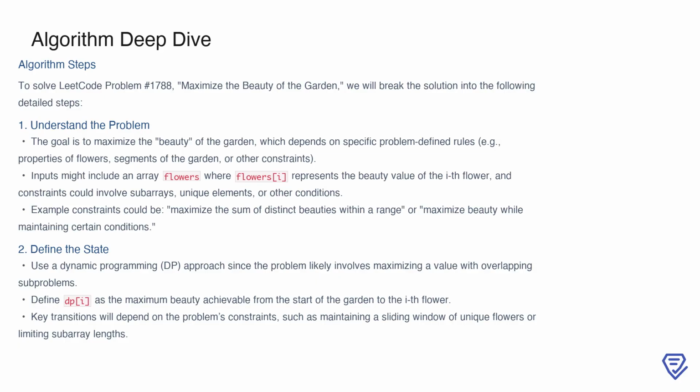Next, we define the dynamic programming state. Since this problem involves maximizing a value while addressing overlapping subproblems, a DP approach is suitable. Let's define DP[i] as the maximum beauty achievable from the start of the garden up to the ith flower. The transitions between states will depend on the constraints, such as maintaining uniqueness or enforcing limits on subarray lengths. These steps set the foundation for building an efficient and structured solution.